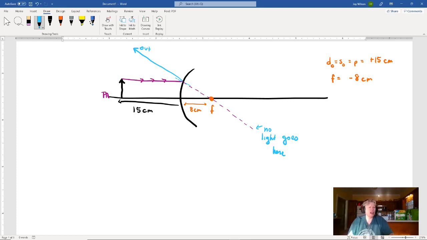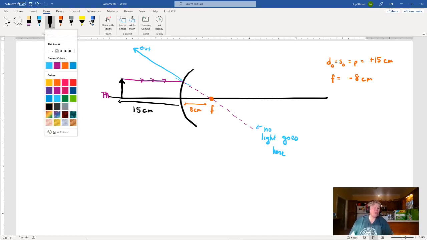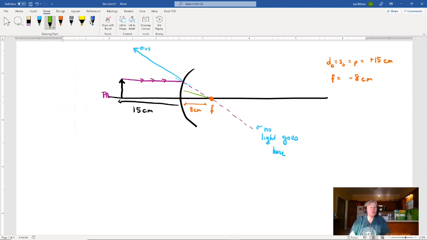Now we've got to do our second ray. And so the second ray is a little bit trickier, because what we want with the second ray is we have to aim at the focal point. So I'm going to aim at the focal point here. Let's pick a color that's different than the ones we've got. I'm going to aim at the focal point. Focal point to mirror. I'm going to aim. Oops.